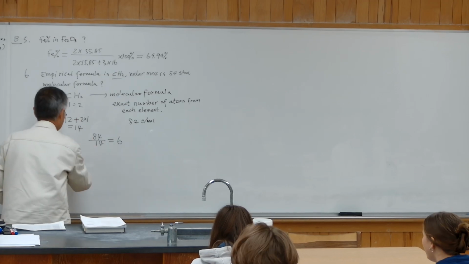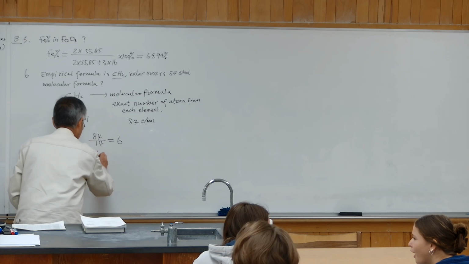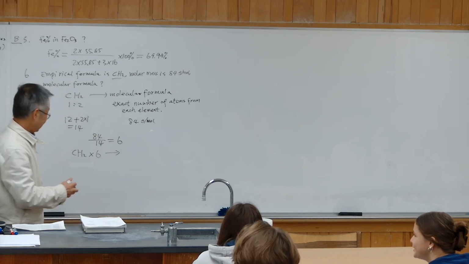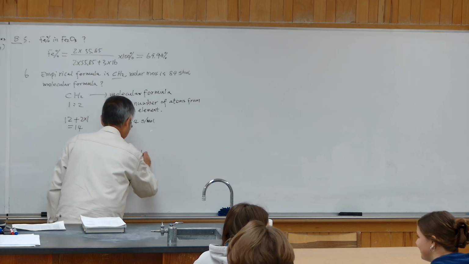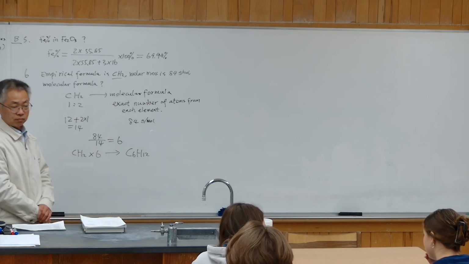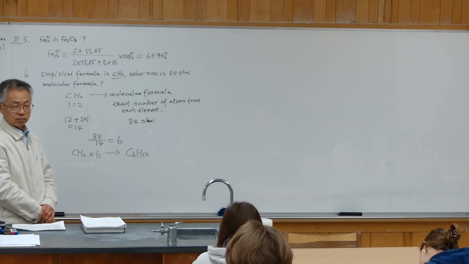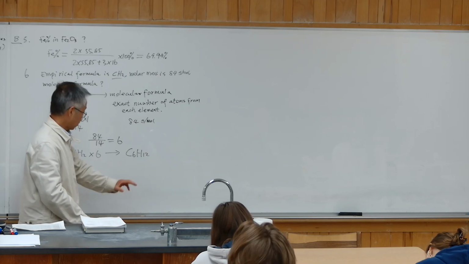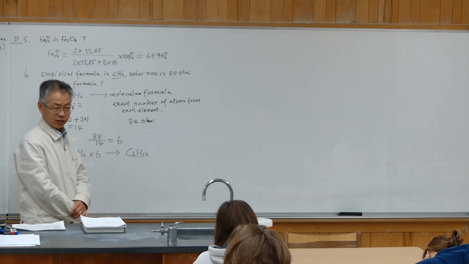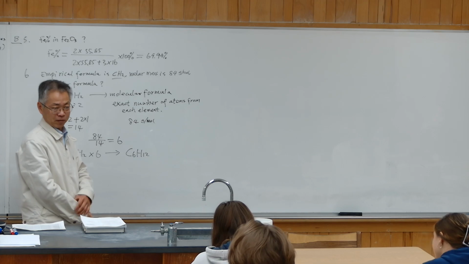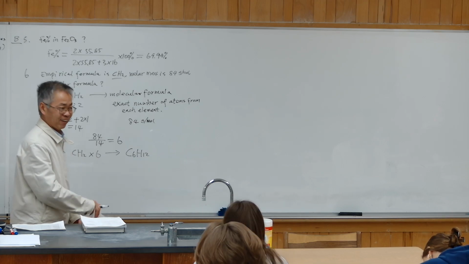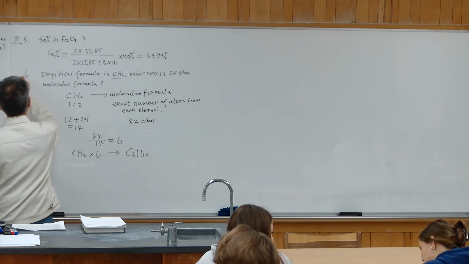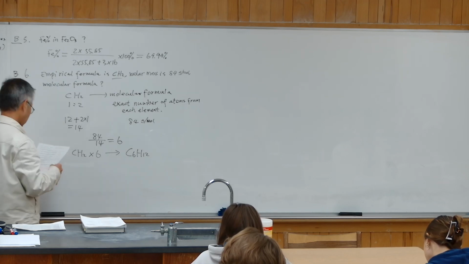Then what is the molecular formula? From the empirical formula, we multiply by 6 to get back to the molecular formula, right? So C6H12. You get it? Because for molecular formula C6H12, if you divide by 6, you get back to CH2. This is the way we normally find the empirical formula, right? So your molecular formula will be C6H12. Your choice is B.